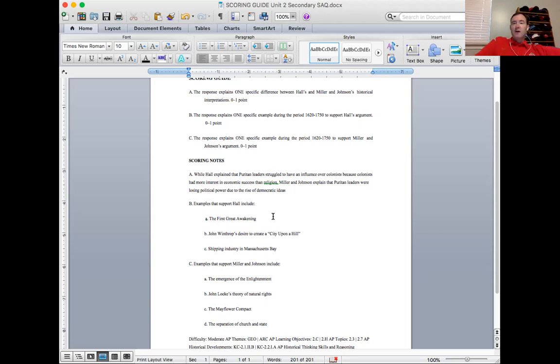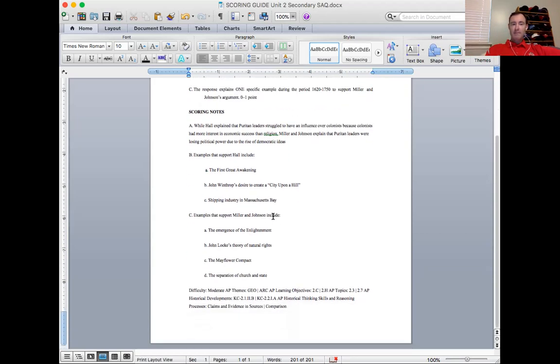Now, what about Johnson and Miller? The emergence of the Enlightenment. Again, ideas that define people's views on politics. The idea of reason. You could even look at that in connection to some of the effects it had even on pastors and religious figures. John Locke's theory of natural rights, the idea of how that is developing, guys. And then they also suggest that you could even look at separation of church and state.